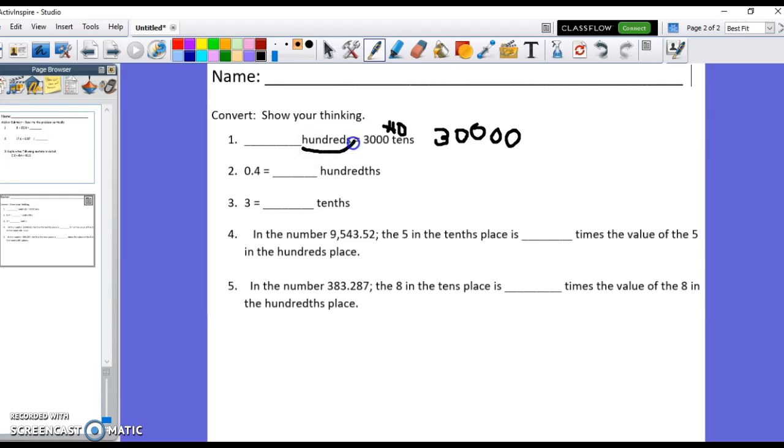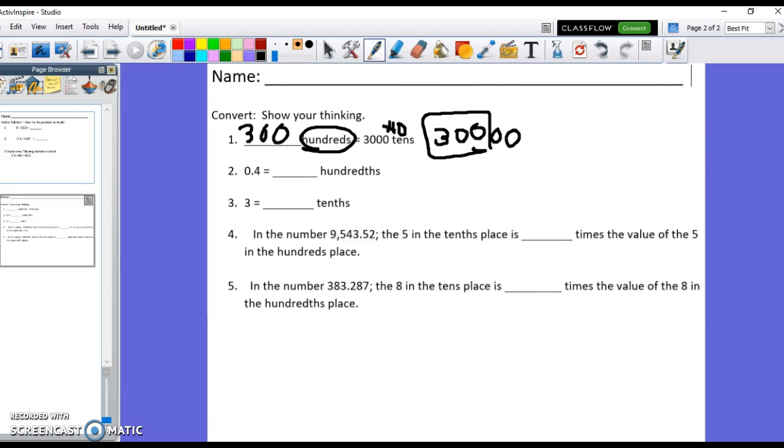Now, I need to go to the hundreds place. So I'm going to underline the digit in the hundreds place. Then I'm going to put a box around it. And everything in the box is my answer. So 300 hundreds is the same as 3,000 tens.